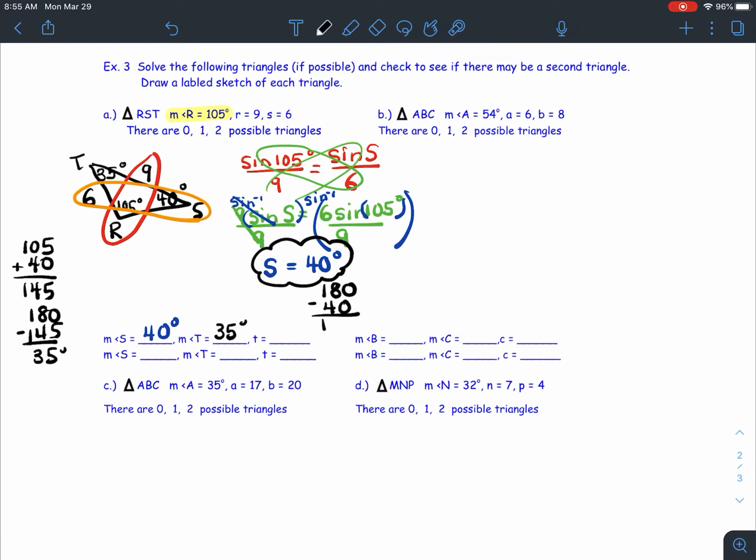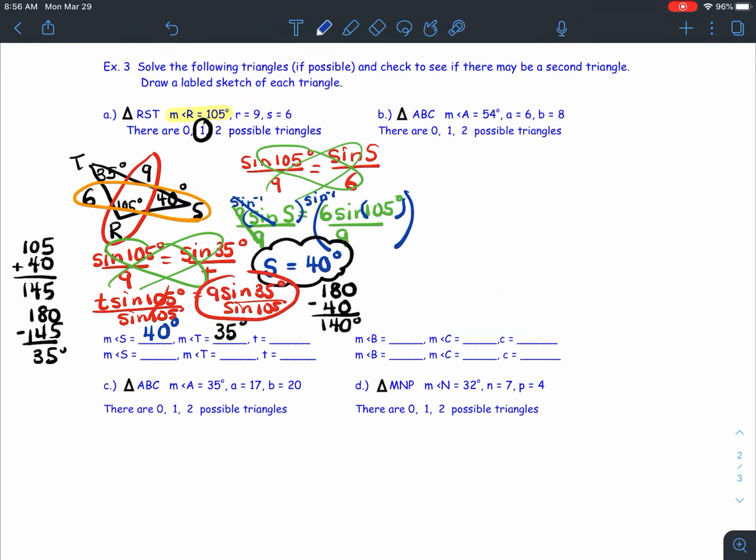Okay, and then we divide by sine of 105. We type this right here into the calculator, and we get as our answer for side T to be 5.34. Okay, as you find these, always add them onto the picture. I'm going to go ahead and cross off this other line because we said there was not a second triangle. Okay, let's try another one here.